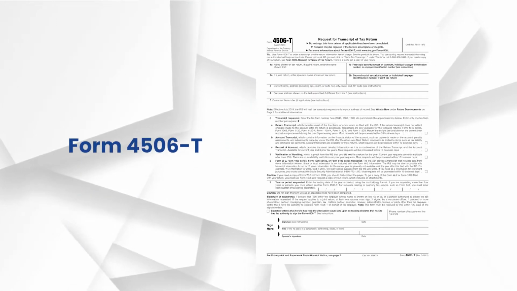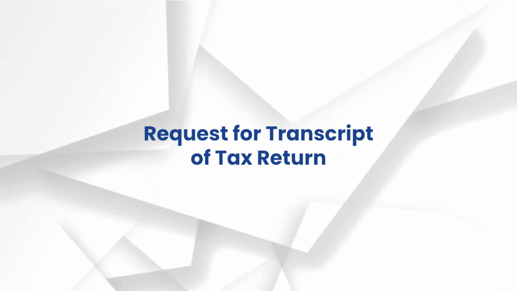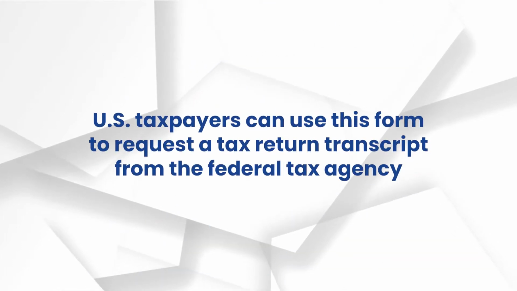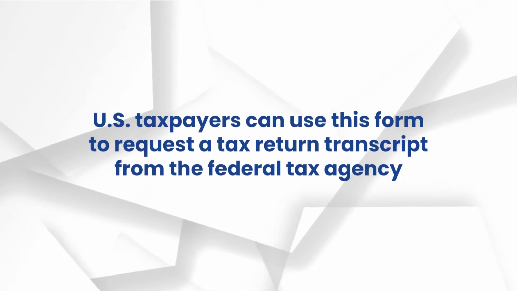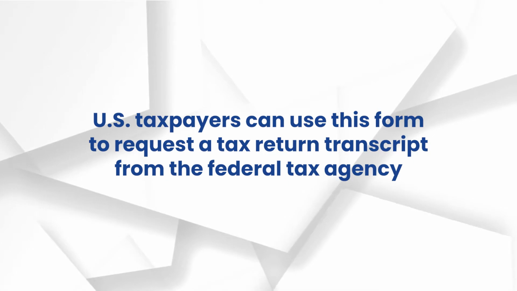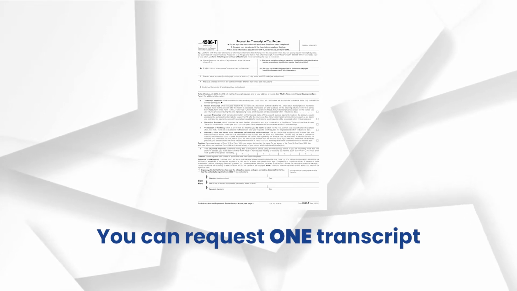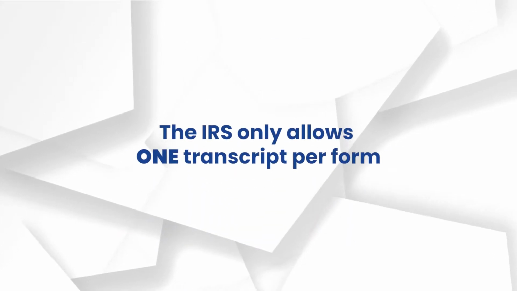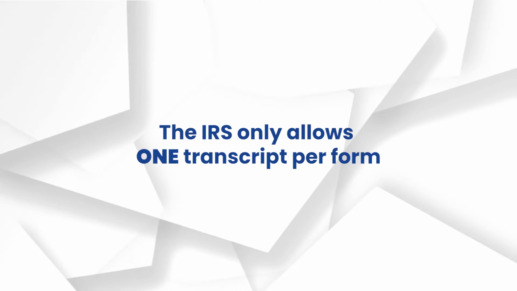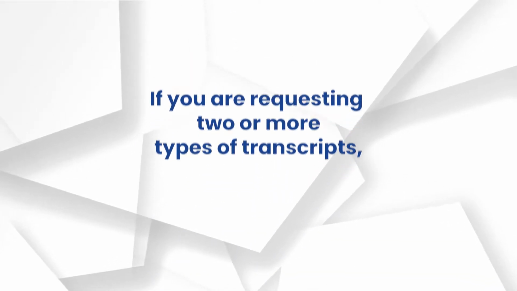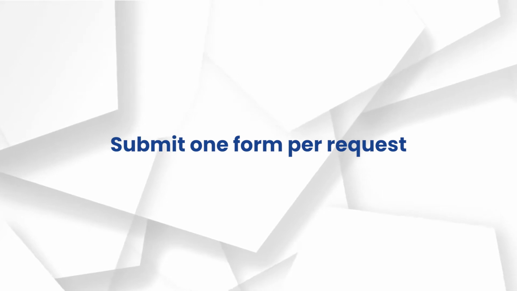Form 4506T, or Request for Transcript of Tax Return, is a form by the Internal Revenue Service, or IRS. U.S. taxpayers can use this form to request a tax return transcript from the Federal Tax Agency. Use Form 4506T when you want to request one transcript. The IRS only allows one transcript per form. If you are requesting two or more types of transcripts, submit one form per request.